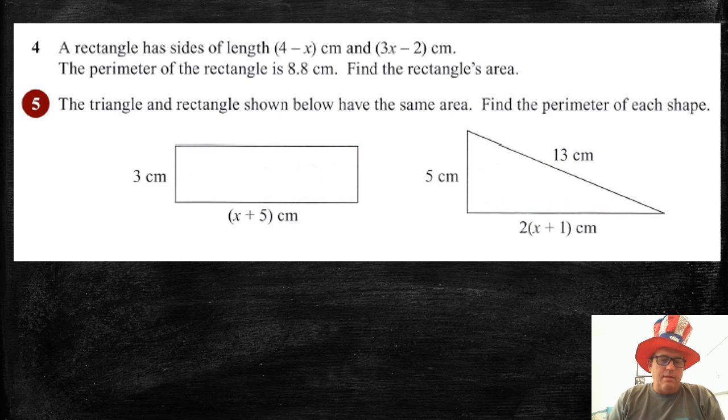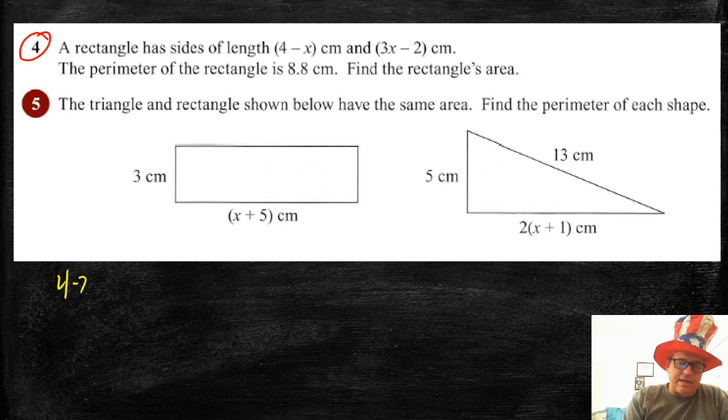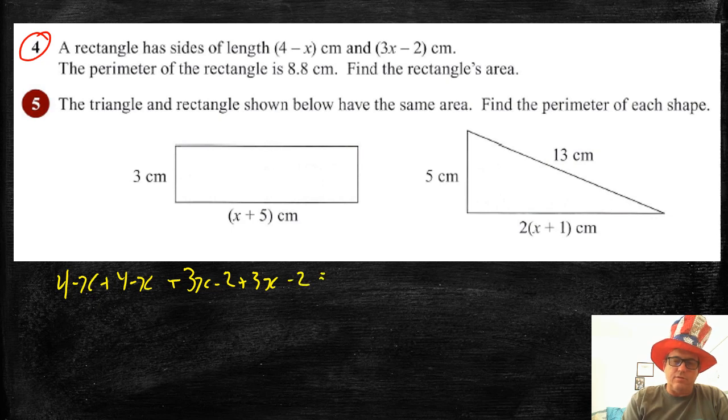Okay. Question 4. I have the sides. It says find the rectangle area. So again, we're going to do the same thing. Just this time we don't have a diagram. How do I find the perimeter? It's going to be 4 minus x plus 4 minus x plus 3x minus 2 plus 3x minus 2. And that equals 8.8.